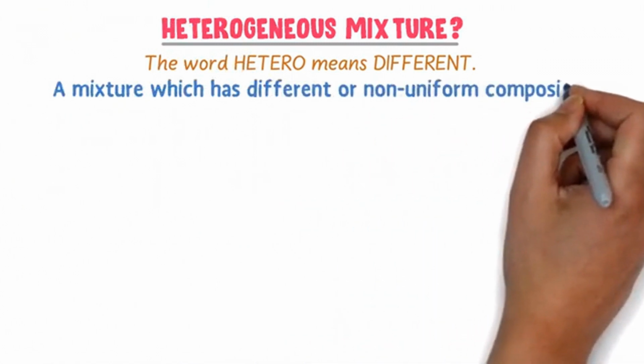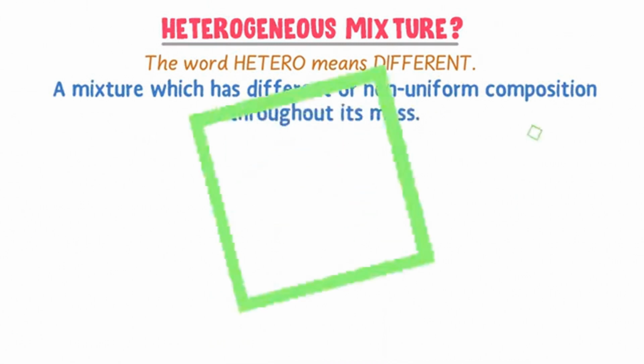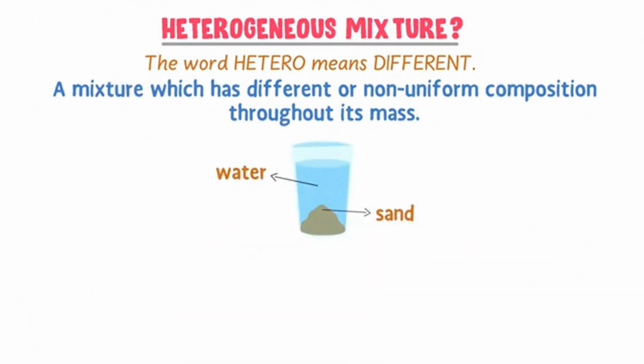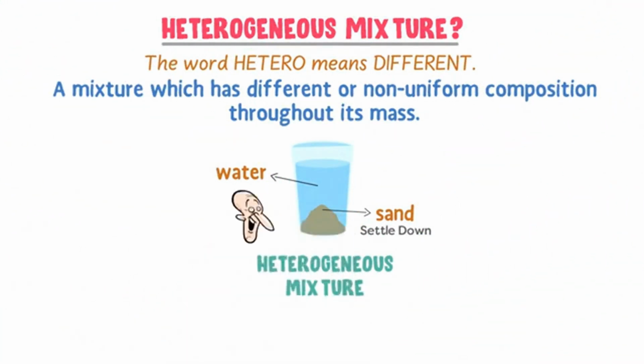Let's now check heterogeneous mixtures. The term hetero means different. So a heterogeneous mixture is a mixture which is different or has a non-uniform composition throughout its mass. Let's see examples. If you mix water and sand, that is a heterogeneous mixture. Sand can settle down and you can see separately where is water and where is sand. Let's see other examples of heterogeneous mixtures.